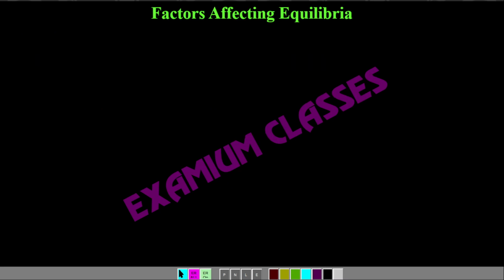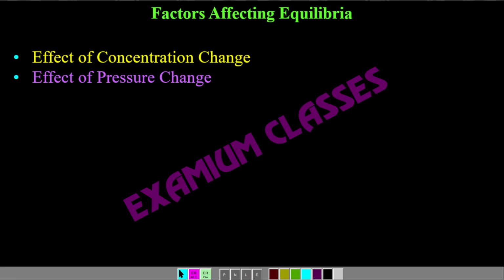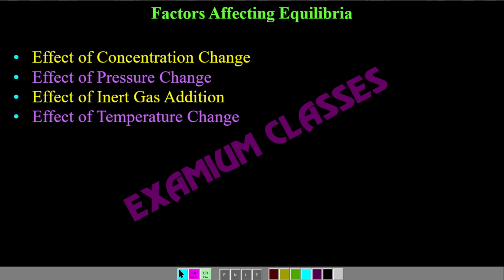Now these are the factors I will be talking about one by one, which may, or in some cases may not, affect at all. Effect of concentration change, for example, if we increase or decrease the concentration of products or reactants. Effect of pressure change. Effect of inert gas addition, if we add any non-reacting gas. Effect of temperature change and effect of catalyst. One by one. So the first one, concentration change.